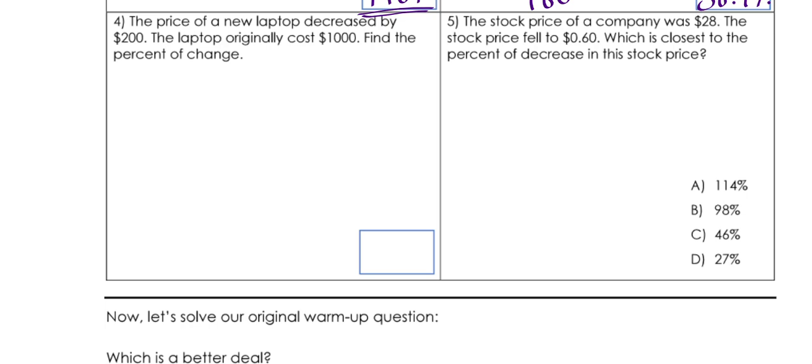All right, the price of a new laptop decreased by $200. We went down by $200. That's how much it changes by. The laptop originally costs $1,000. That is the old price. Find the percent of change.